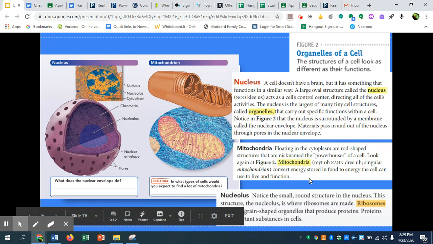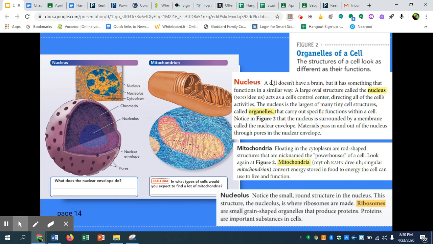Okay, so now if we go down here, it says, what does the nuclear envelope do? We didn't read that part yet. The nuclear envelope is up here in the paragraph with nucleus. It says, notice in figure 2 that the nucleus is surrounded by a membrane called the nuclear envelope. So it's kind of like the cell membrane of the nucleus, if you will. It says materials pass in and out of the nucleus through pores in the nuclear envelope.